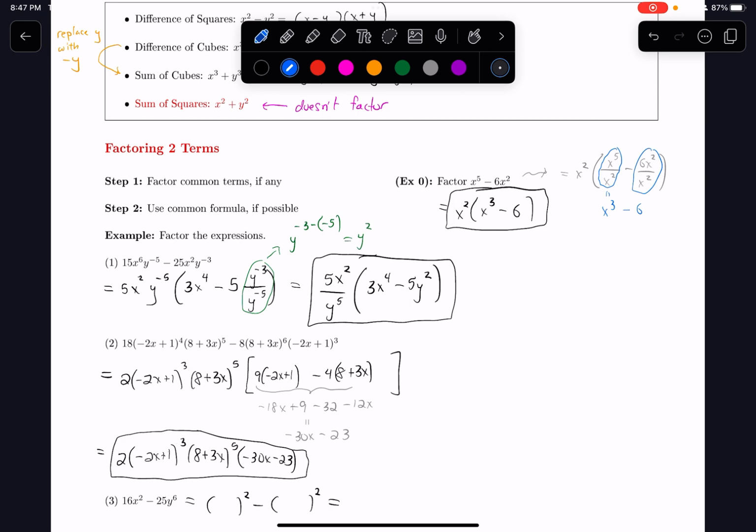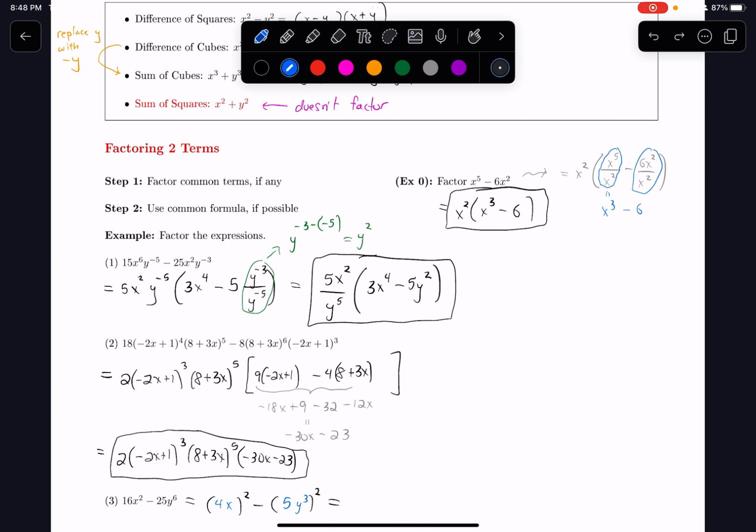So what squared ends up equaling 16x to the 2? Well, I'll need a 4 to get the 16, and then I'll need an x, so that when I square it, I get x to the 2. Cool. Next parentheses, I'll need a 5 to get the 25 when I square it. And for the y, I'll need y cubed, because when I square it, the power to a power, they multiply, and I'll get that 6.